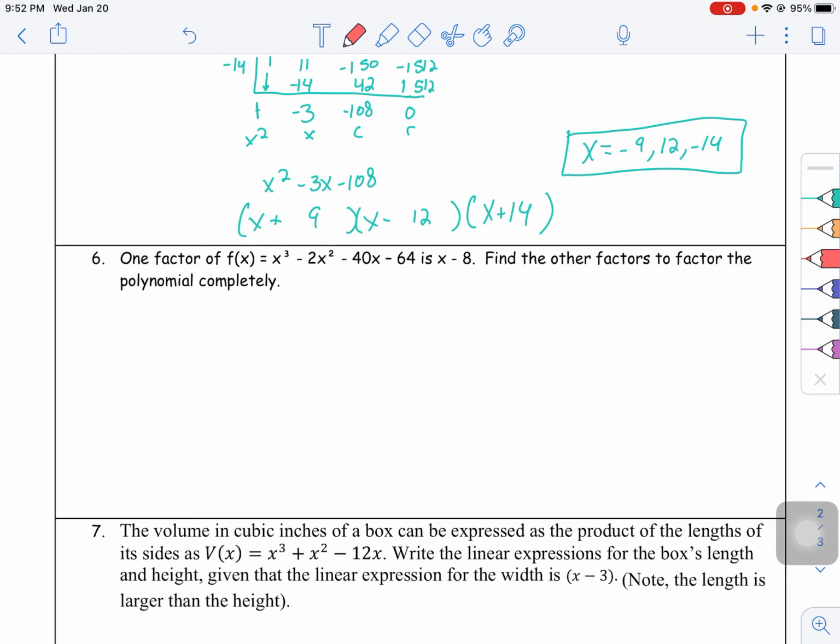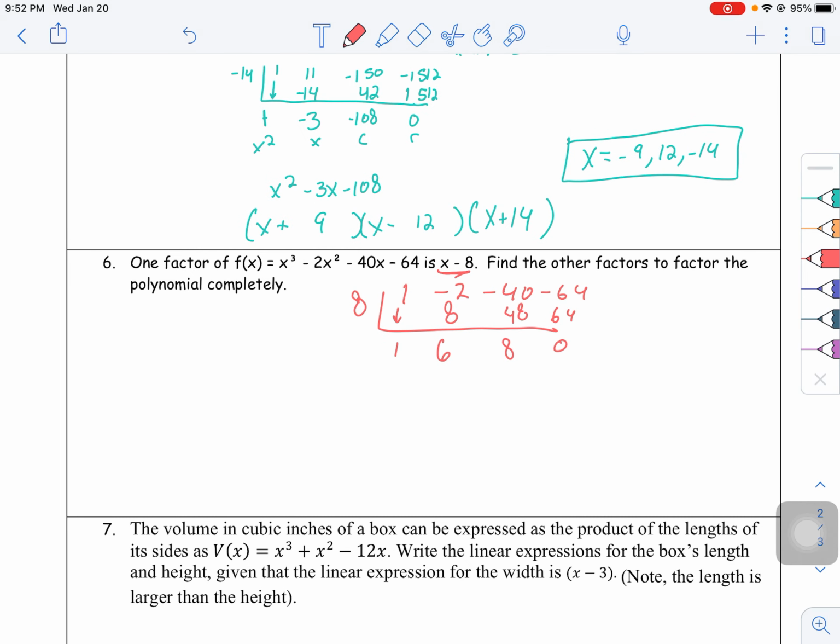If we take out our synthetic, it's going to be 8 on the outside, 1, negative 2, negative 40, and negative 64 on the inside. Drop the 1 to get 1. 8 times 1 is 8. Negative 2 and 8 is going to be positive 6. 6 times 8 is going to be 48, which would give us positive 8 again. 8 times 8 gives us 64, which gives us that remainder of 0, which again is always expected because we know that x minus 8 is a factor, so it shouldn't have a remainder.